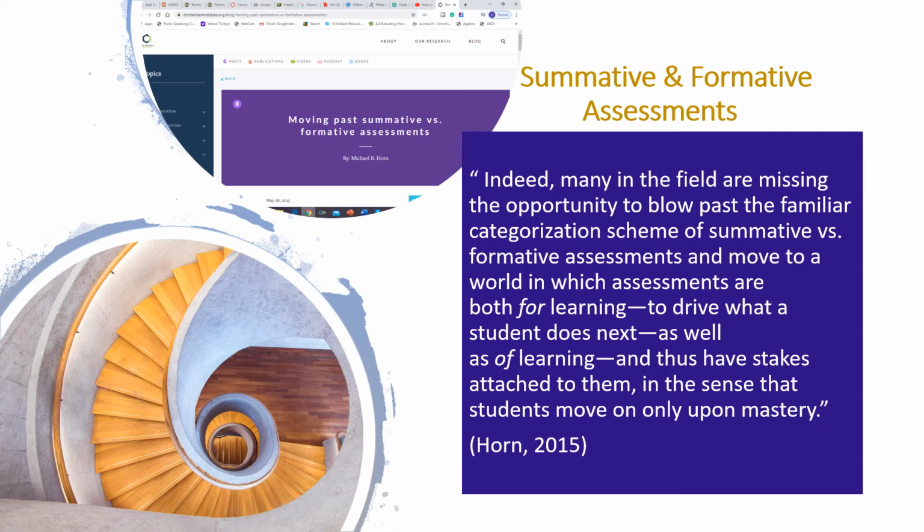So the importance of summative and formative assessments is another takeaway from this course. I always support advancing open mastery and learning, though it is hard in today's educational systems, which are highly based on summative tests and standardization. And one thing I'll never forget from the articles we read about formative assessment was the article Moving Past Summative versus Formative Assessments by Michael Horn.